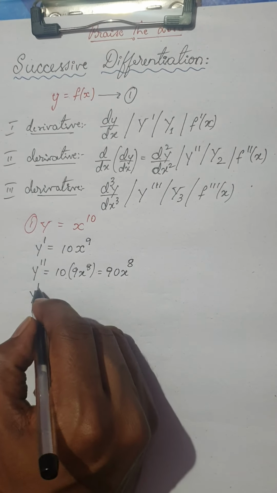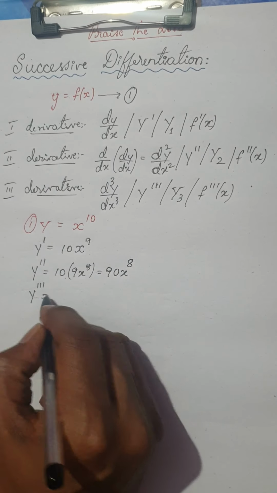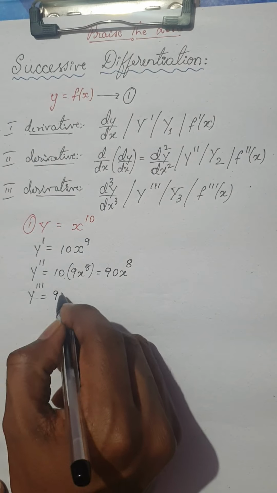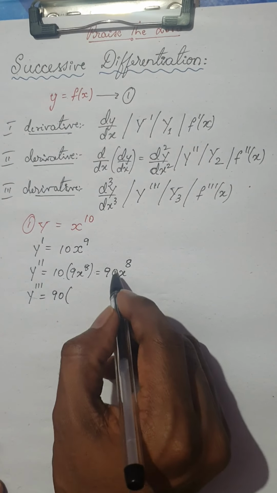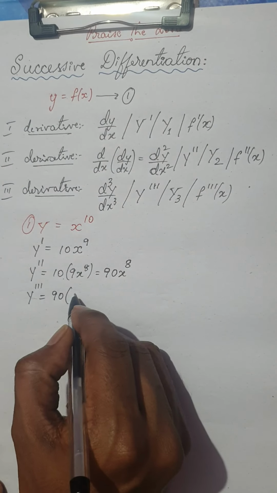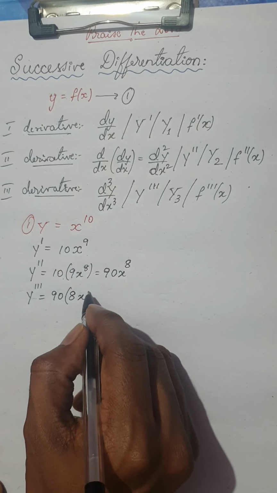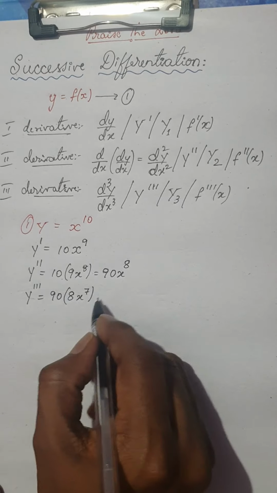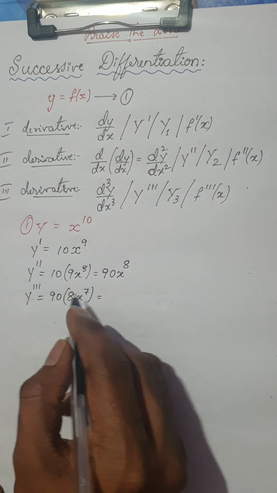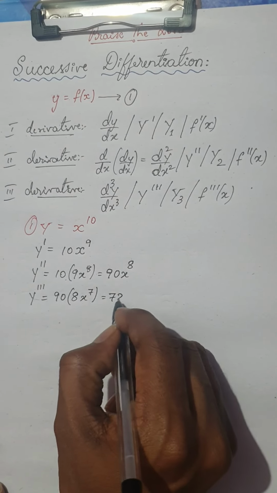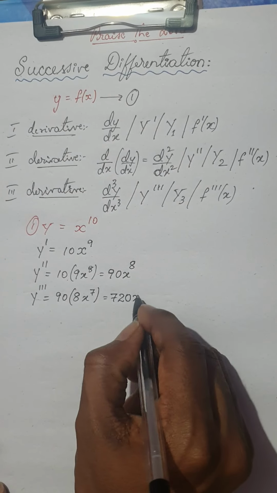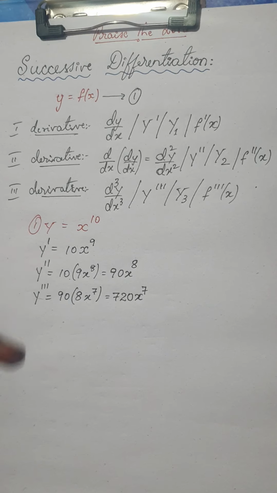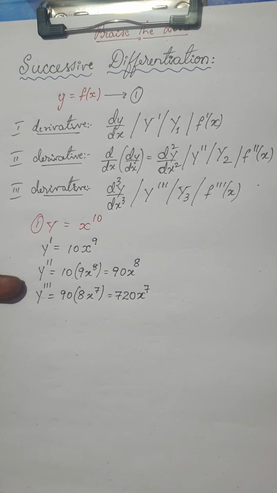You can keep on differentiating as many times as you want, or as is possible. So the third derivative will be, 90 is a constant, keep it as it is. Derivative of x power 8 is 8 into x power 7. So you can multiply 8 nines are 72. So it is 720 into x power 7. Is it clear? So you can keep on differentiating this as many times as possible.